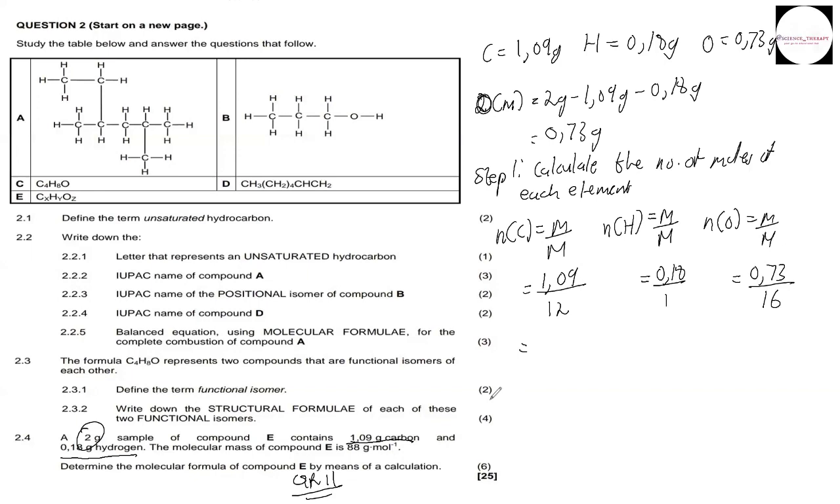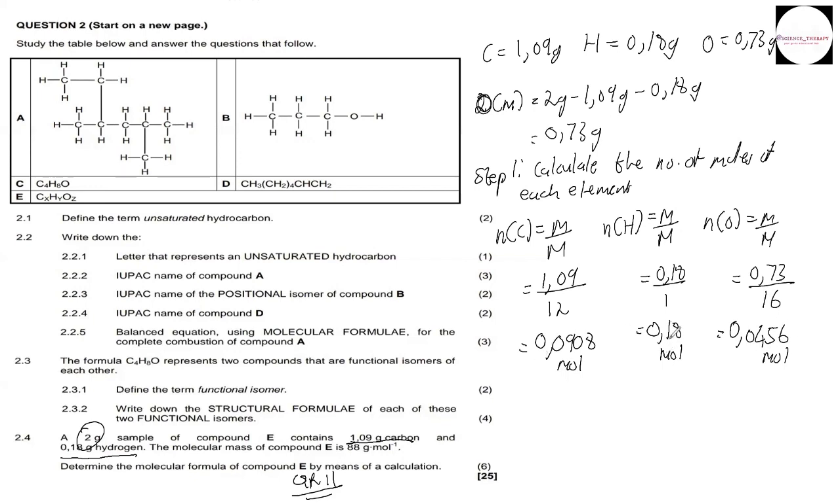1.09 divided by 12 should give us 0.0908, right? So make sure that you always round off to at least 4 decimal places, because you don't want to end up rounding off too much of your answers. Then we have 0.73 divided by 16, and rounding off to at least 4 decimal places is 0.0456 mole.